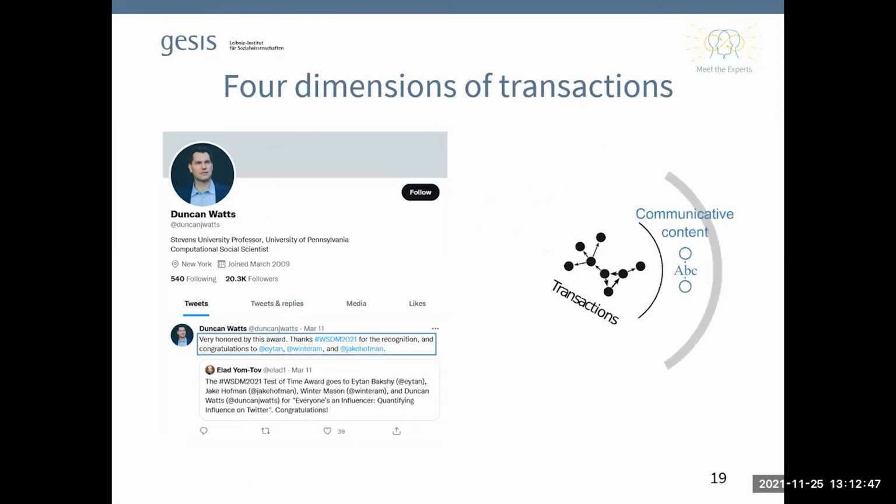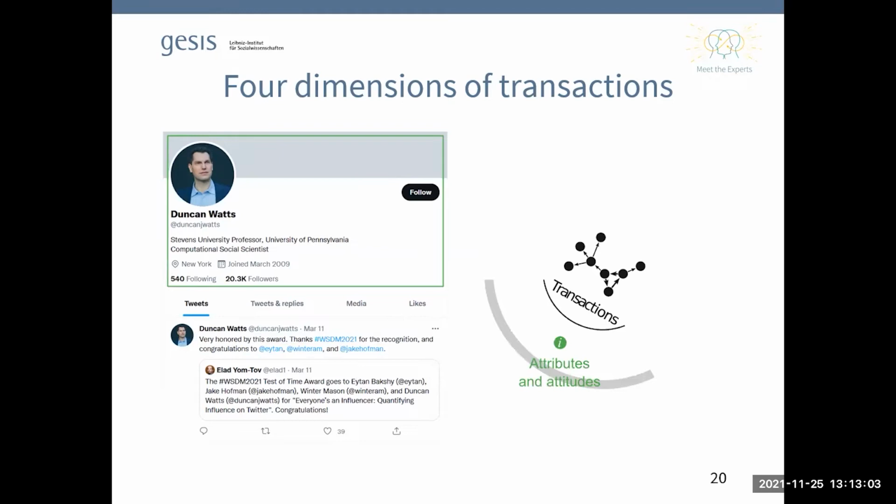Then another dimension of transactions is the communicative content. In this case, it's the tweet content. And a special case of content could be a hashtag, which can be easily extracted and studied. Another dimension of transactions, sometimes not part of the transaction but in this case easily added, is attributes and attitudes of the sender. So here we have Duncan Watts's Twitter profile, and we see that, for example, he lives in New York and he is a university professor.